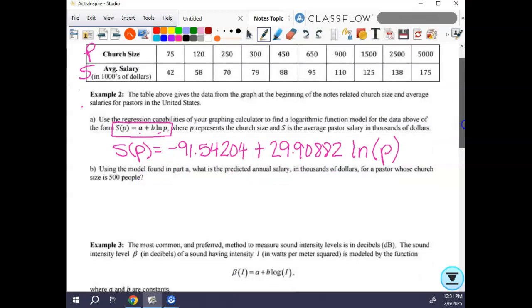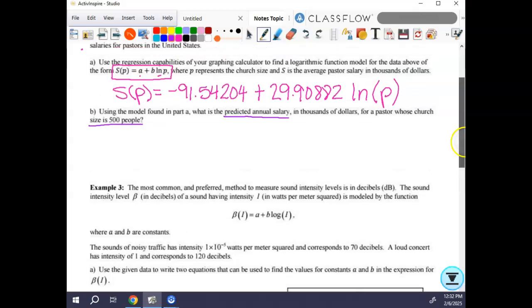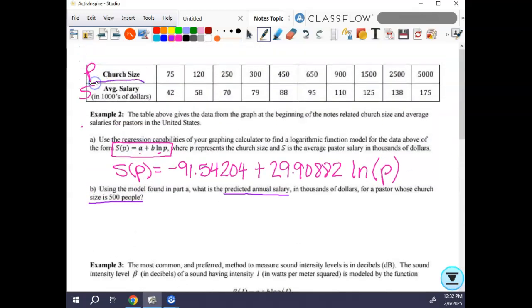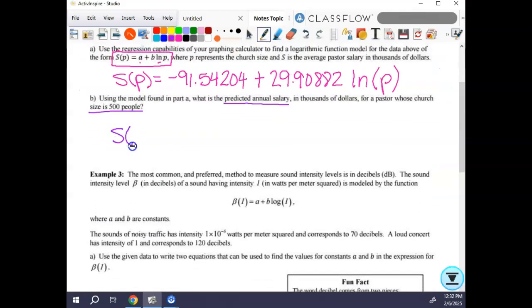Okay. So then, using the model found in part A, what is the predicted annual salary in thousands of dollars for a pastor whose church size is 500 people? All right, is that 500 my input or my output? Input, right? Because the church size, and they told me, and I labeled it, church size, number of people, that's my input. So that means I want S of 500. I am not, even though I could, typing this mess in. It's there for me already.